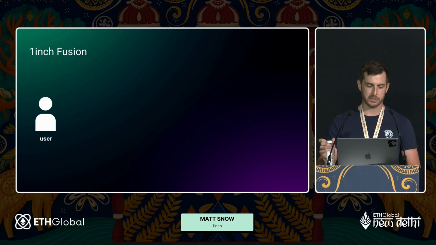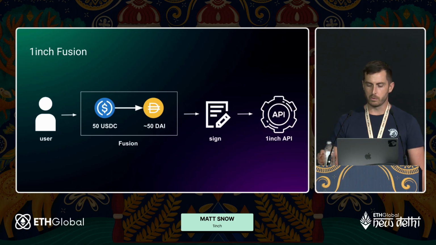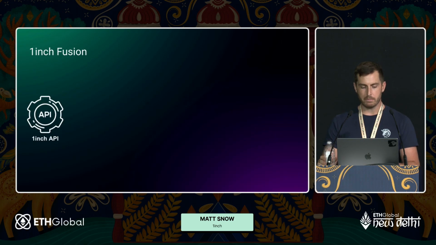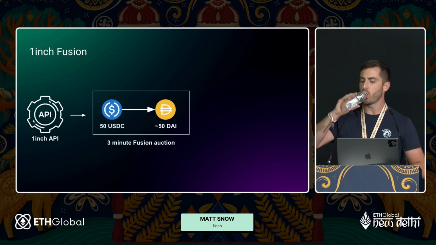So let's look at an actual example. In this case, we have a user who wants to swap 50 USDC to 50 DAI on Ethereum mainnet. They'll sign an order. This order will then go to the 1inch API, and the 1inch API will then post the transaction to the 1inch order book where the Dutch auction commences.